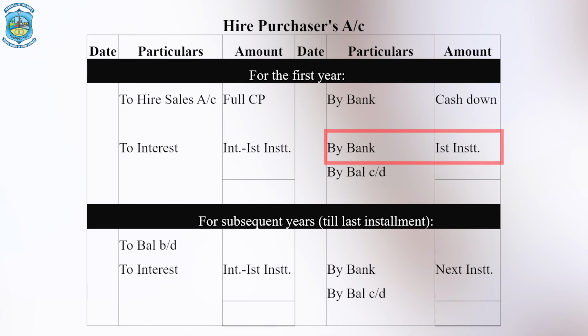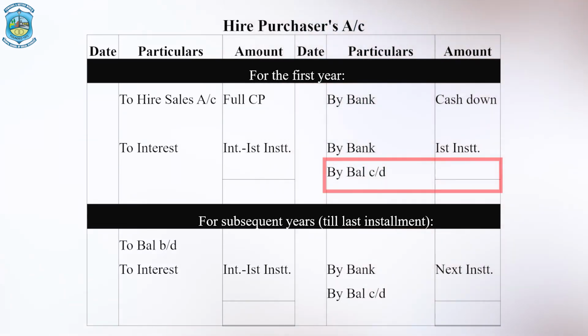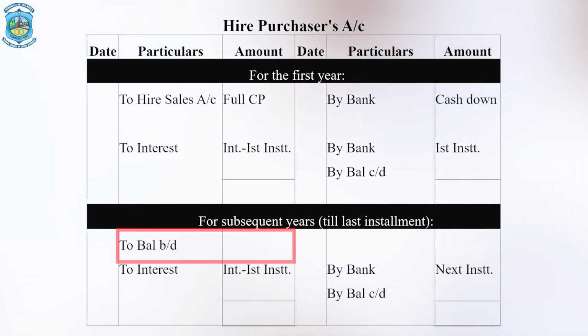Now, since the installment has become due, the vendor would be receiving the first installment at the end of the year along with interest. So, for the receipt of the first installment, that is the cash price of the installment and the amount of interest included in the first installment, would be recorded on the credit side of the purchaser account as by bank. The remaining amount will be carried down as by balance carried down and will be brought down to the next year as the opening balance of hire purchaser.